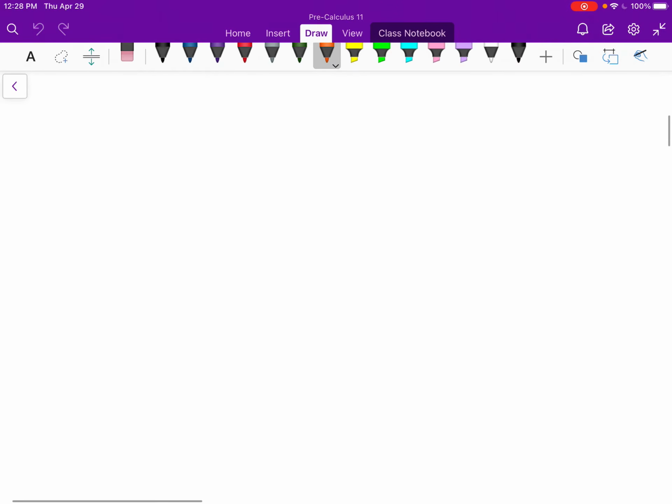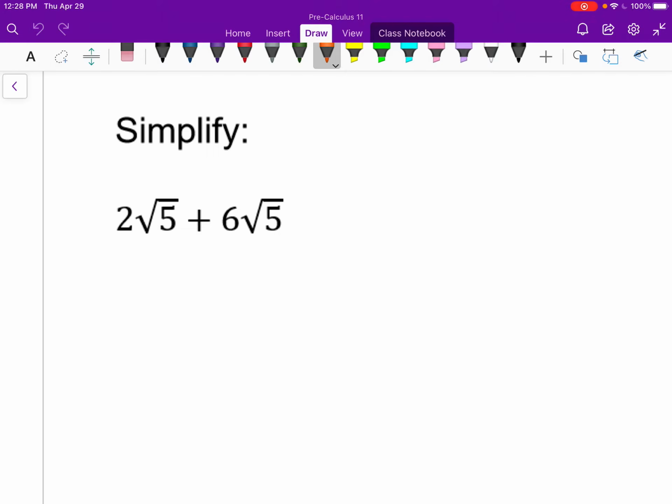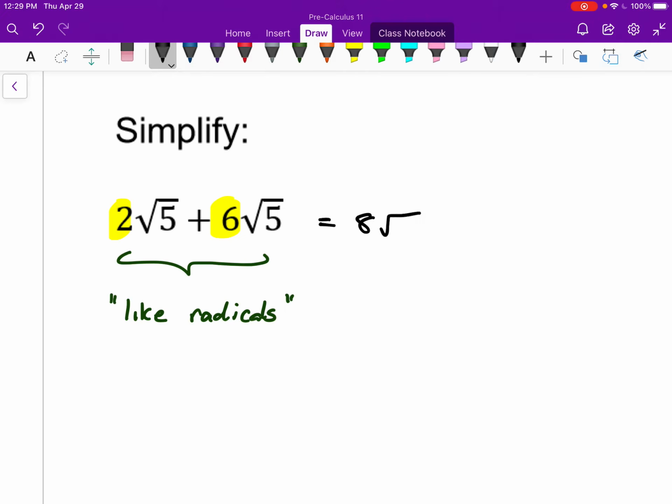And so one thing to realize here is that if I gave you 2x plus 6x, we call those like terms, and you can say they equal 8x. Well, I have 2 root 5 and 6 root 5. And so the root 5 is the same radical, so we call these like radicals. And that phrase is really no different than like terms, which means we can put these together just like terms. And so I can just go 2 plus 6 equals 8 root 5.